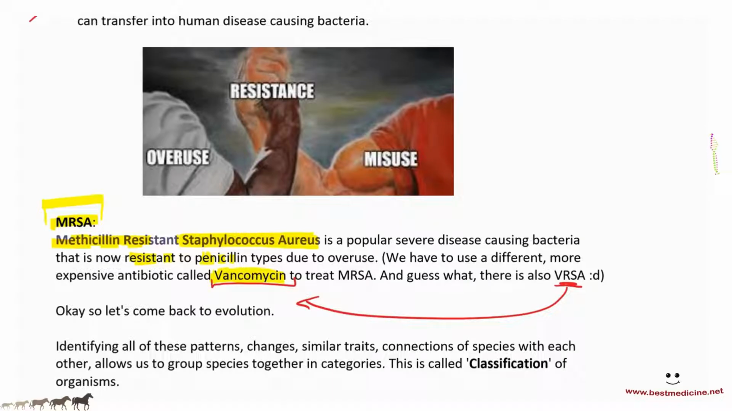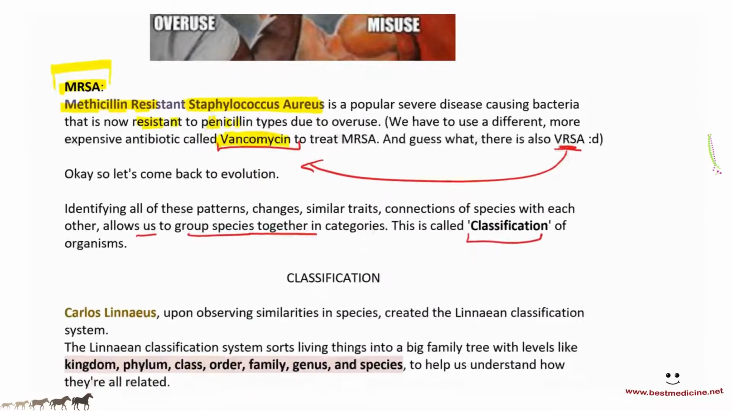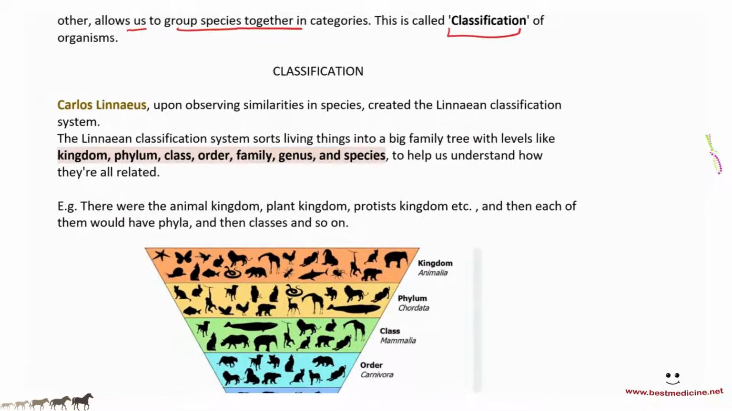Okay, anyways, so let's come back to evolution. Identifying all these patterns, changes, similar traits, connections of species with each other allows us to group species together, right? To order them in relationships, kind of like family trees. And that is called classification of organisms, okay? Classification of organisms.